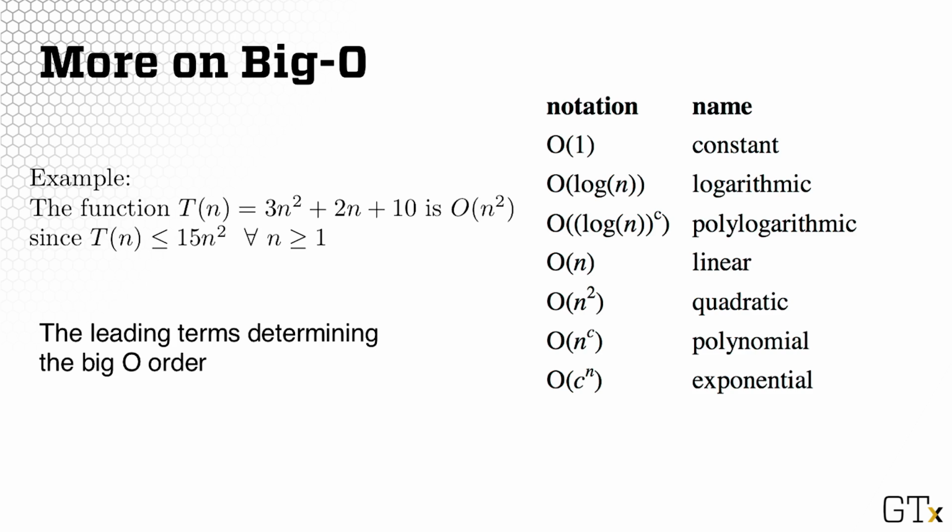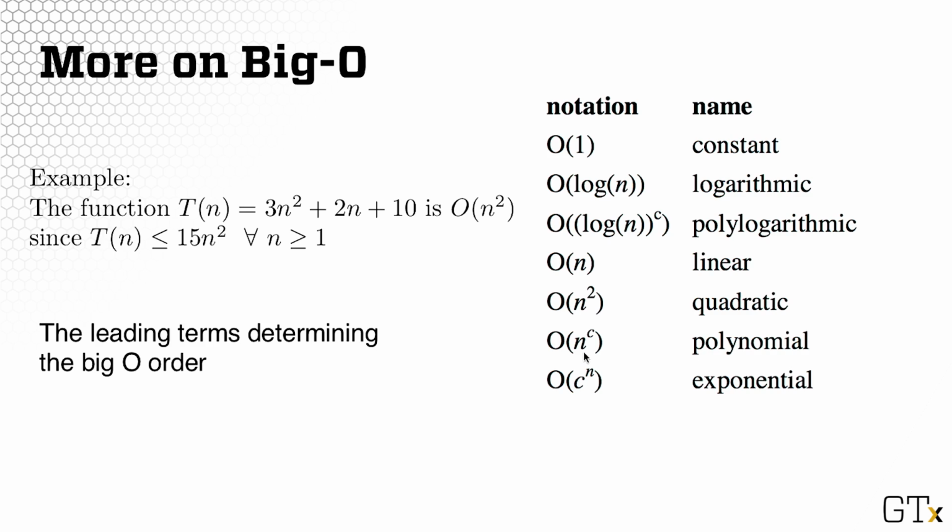So here are some words that we use. For example, if the running time or some function is a constant, we say it's O of 1. As n changes, it does not change, right? We say that it's logarithmic, it grows logarithmically, or we say it's O of log n. If it grows as a polynomial of log n, we say it's polylogarithmic, log n to the power c. If it grows as a linear function, we say it's linear. Then it's quadratic, we say it's n squared.